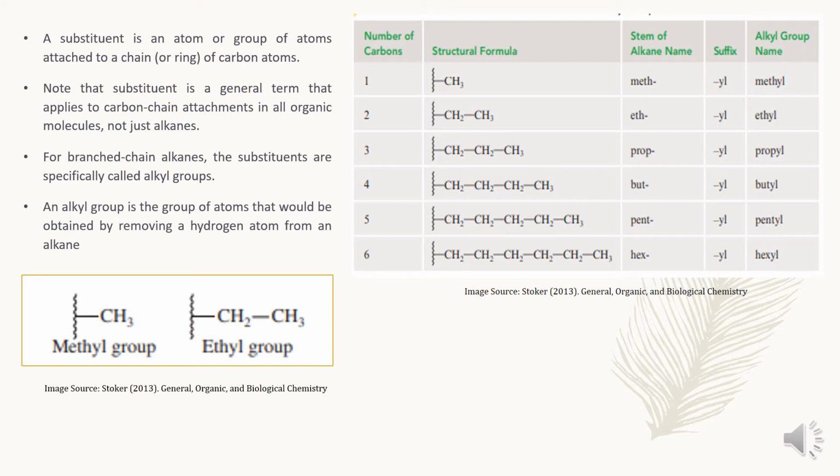Alkyl groups are named by taking the stem of the name of the alkane that contains the same number of carbon atoms and adding the ending -yl. For example, you have methyl and ethyl. Shown here are the names of the first 6 continuous chain alkyl groups: methyl, ethyl, propyl, butyl, pentyl, and hexyl.